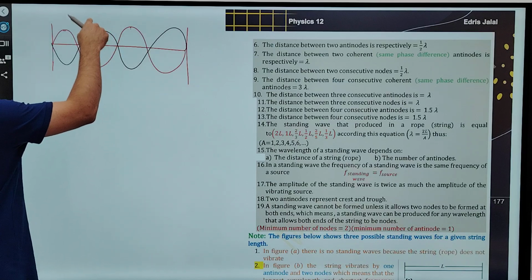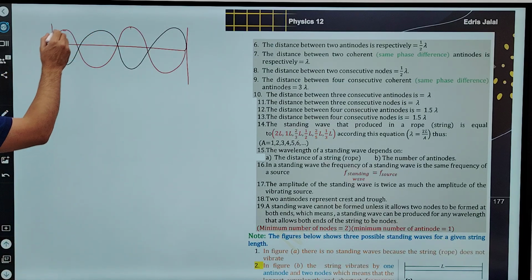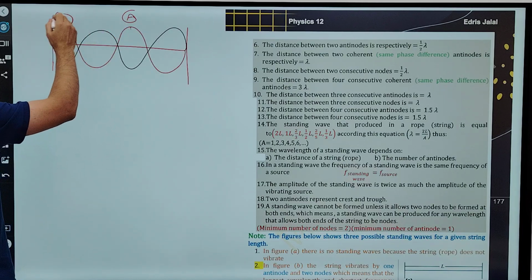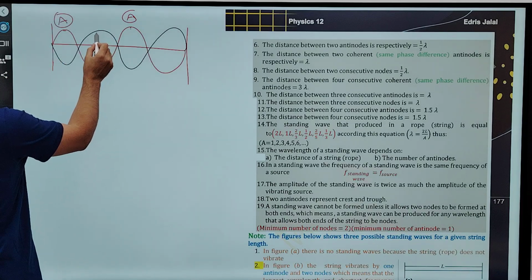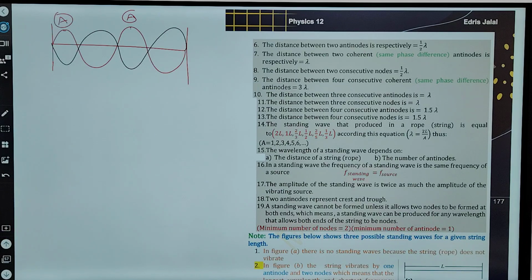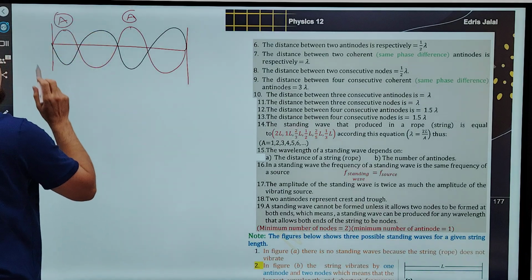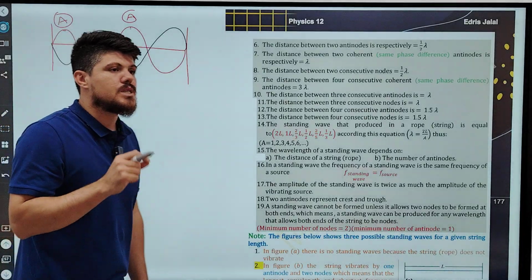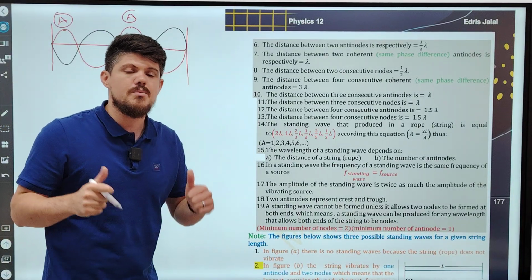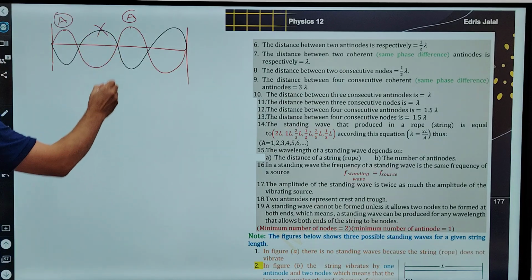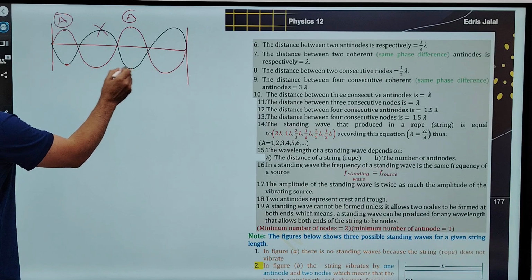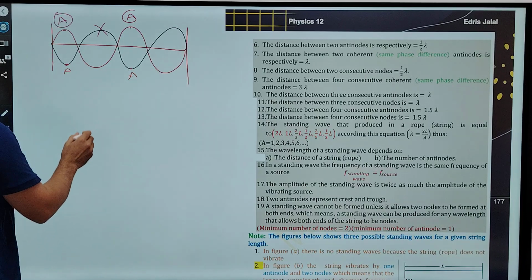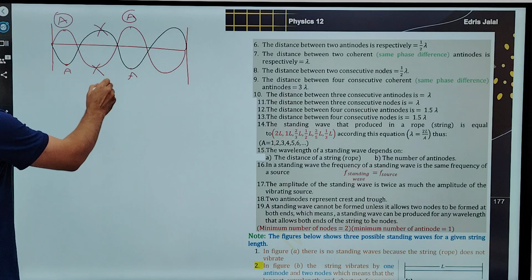You have to skip the second antinode, okay? These two antinodes, this antinode and this antinode, they have the same phase difference, okay? Why? Because the second one is the reflection of the incident wave. That is why we have to ignore or skip the second one. If the question says, what is the distance between two antinodes with the same phase difference, you have to skip the second one, okay? You have to count only these two. And also these two, this is also an antinode with the same phase difference. You have to skip this one.